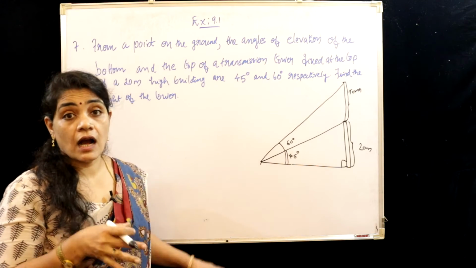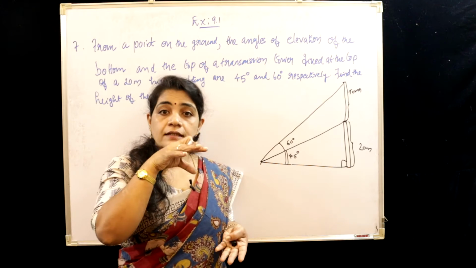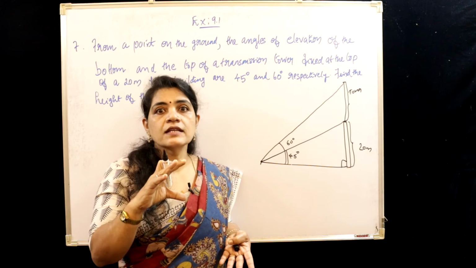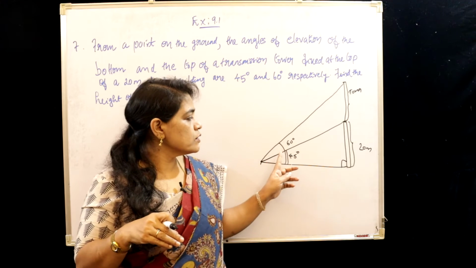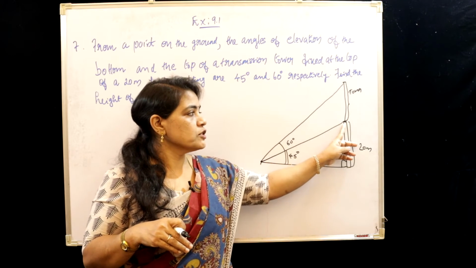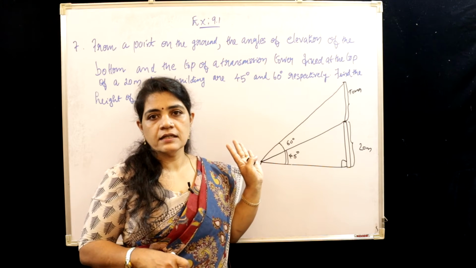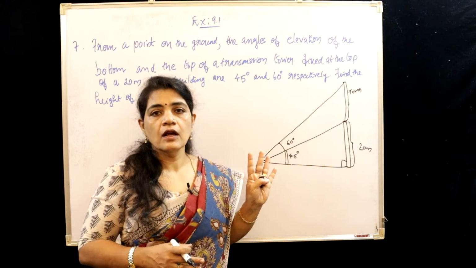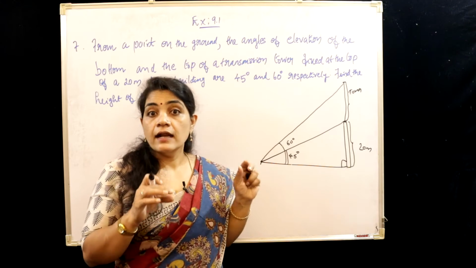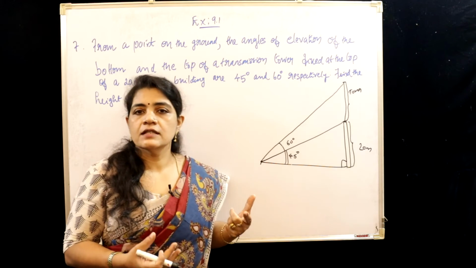We have been given the height of the building at which that tower is fixed, and also the angle of elevation to the bottom and the top of the tower. Is it clear, children? So this is the way to draw the figure. Read the question carefully and understand the meaning. Accordingly you can easily draw the figure.